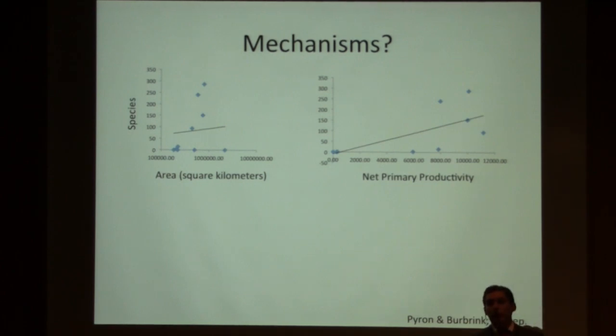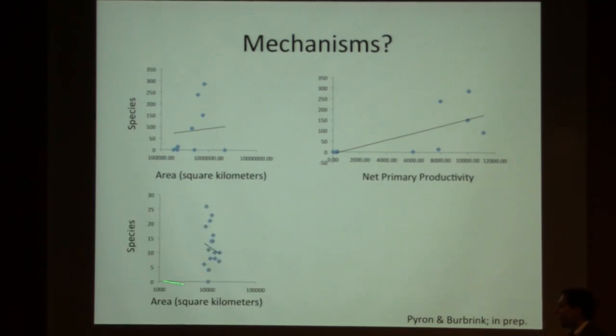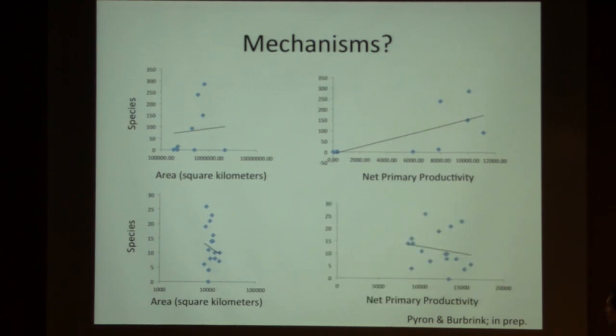So let's zoom in a little bit. What's our global set of islands? Let's isolate it a little bit more and just look at islands that are around, say, 10,000 square kilometers. If we look at these islands, there's a pretty massive variation in the number of species that islands have when they're that size. And the same for the primary productivity of those same islands. Pretty big range in productivity, pretty big range in the number of species.